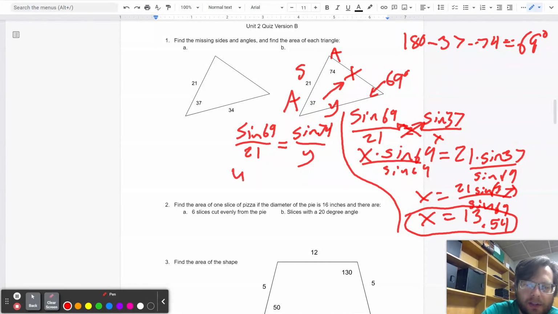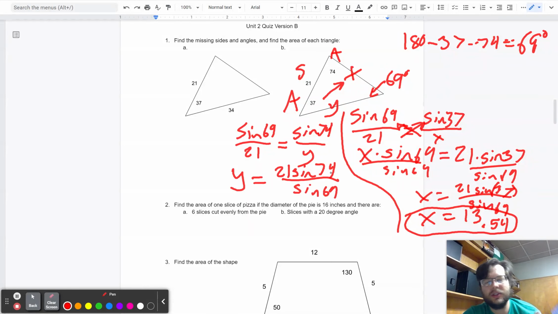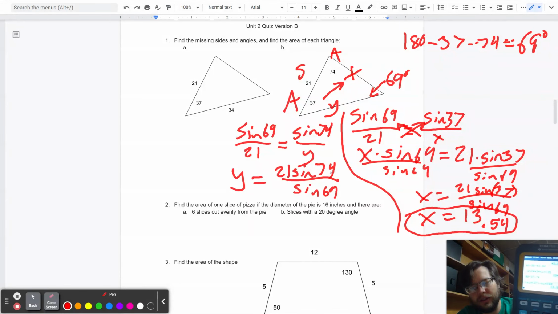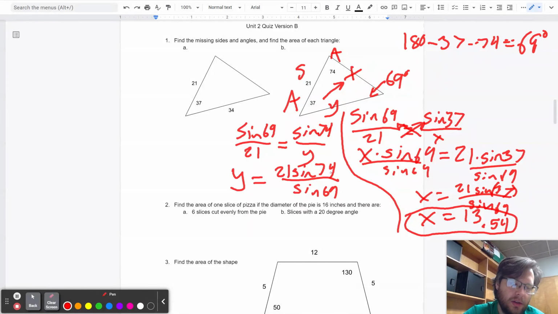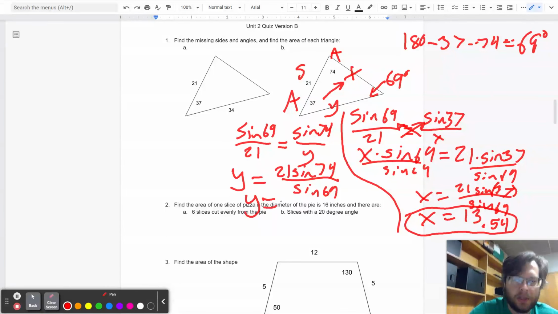We'll flip everything around, and we'll get y equals 21 sine of 74 divided by sine of 69. And it's really nice too because you can take what's already in your calculator and just change the 37 to a 74, and it'll work itself out for you. So y is 21.62.